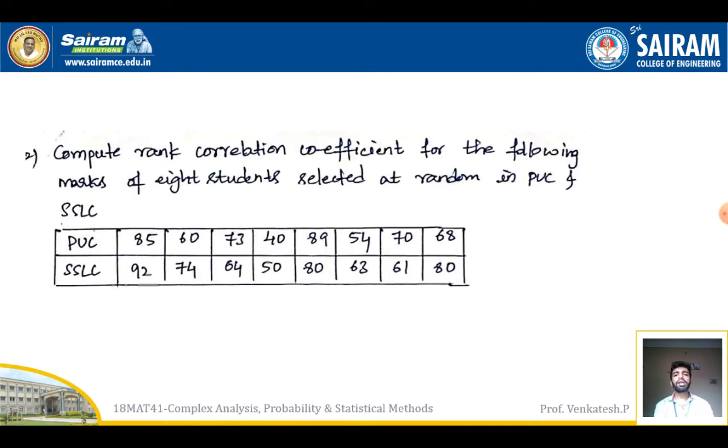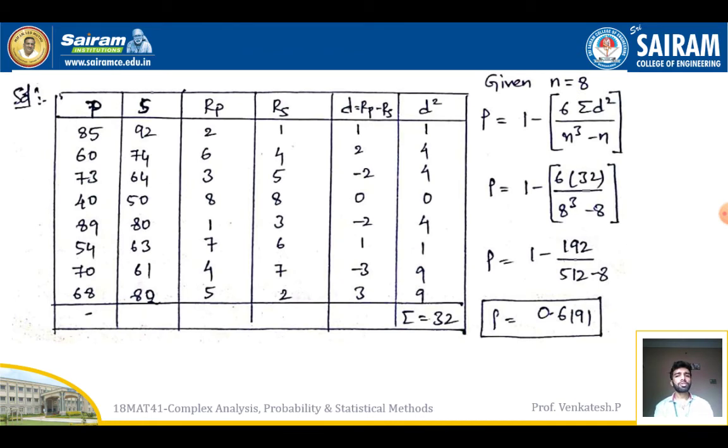One more example: compute the rank correlation coefficient for the following marks of 8 students selected at random in PUC and SSLC. The marks of PUC are 85, 60, 73, 40, 89, 54, 70, 68, and the marks of SSLC are 92, 74, 64, 50, 80, 63, 61, 80. First we have to assume what is X and what is Y and find the ranks for those marks. So let's start.